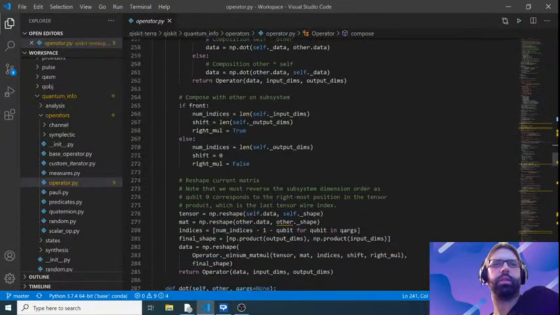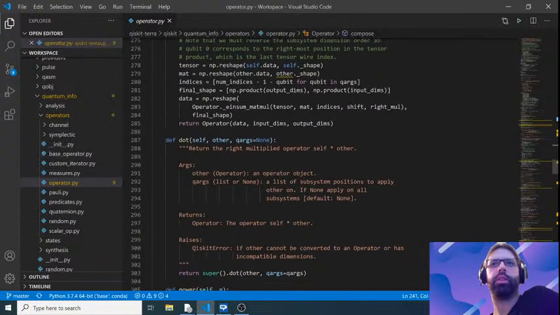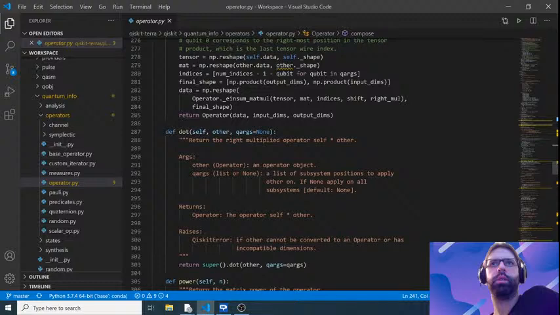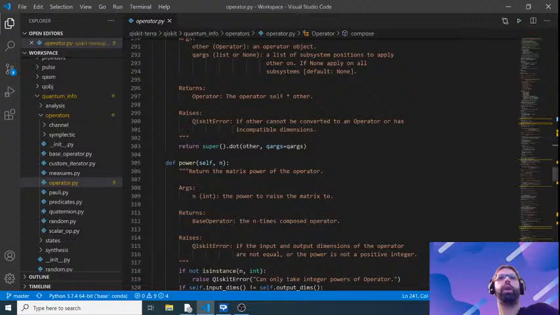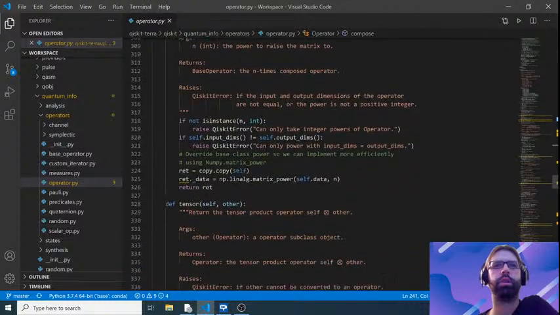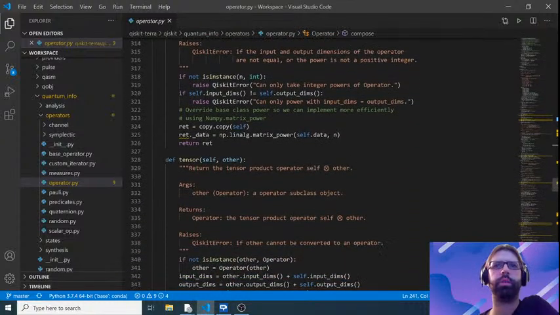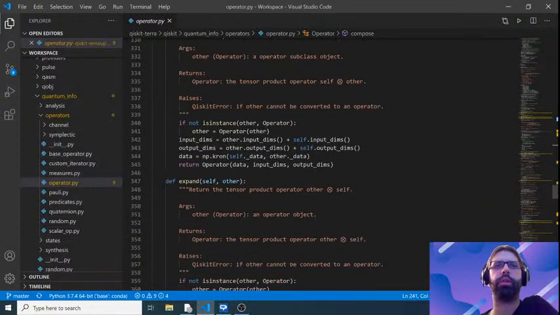What else? Dot. Okay, that's the dot product, I guess. Power. So you can have that power. You can have a concrete power. Can n be... it's an integer. Okay. Tensor. The tensor product of this operator and another operator.